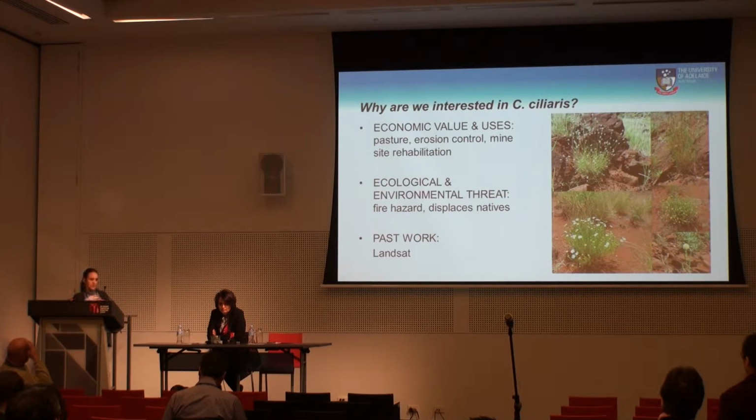Buffel grass forms in the creek lines with them, and it's really quick to ignite, which is the next big problem with buffel grass. It's a real fire hazard. And the river red gums can't survive those fires.